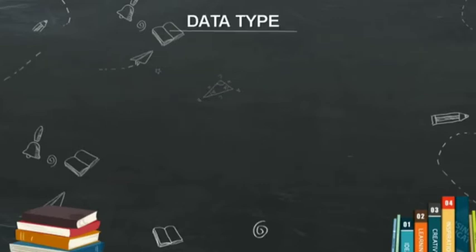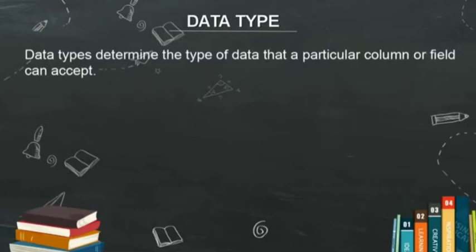Now what is data type? Whenever we think of creating a table in MS Access, we all know that in order to create a table, we have to form its structure, right? So what is there in the structure of a table? In the structure of a table, we create columns, and whenever we specify the name of these columns, we have to specify the data type of every column. So what does this data type do? It determines the type of data that a particular column or field can accept.